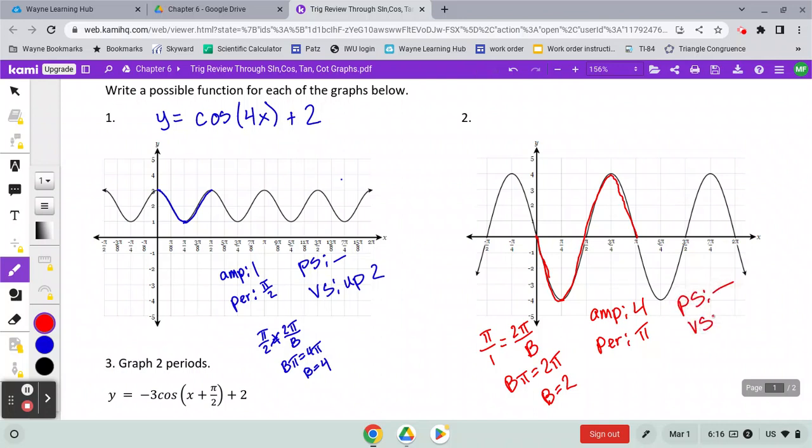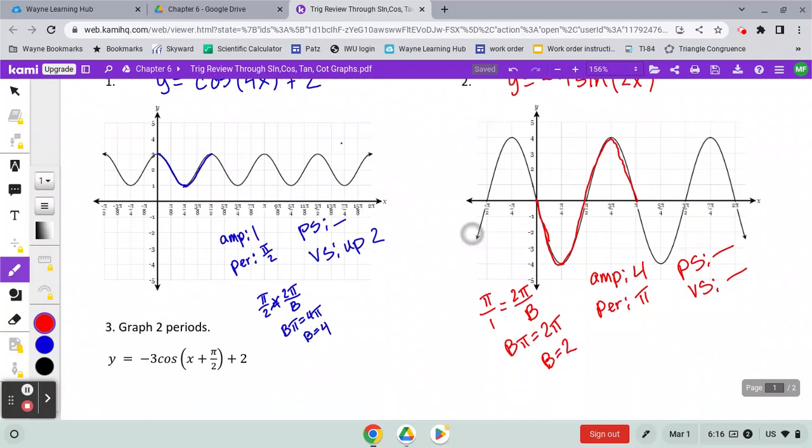This time there's no vertical shift. One thing I do want to point out: this is sine, so y equals 4 sine, but keep in mind, normally sine goes 0, 1, 0, -1, 0. Here it starts down, so that's going to be a negative. So y equals -4 sine. Don't forget, we found b to be 2, so 2x. And if we look, there's no vertical shift, so we are good to go.